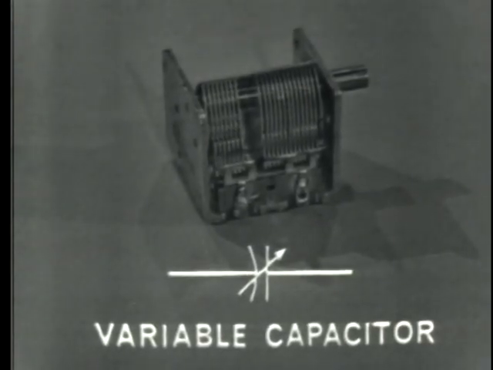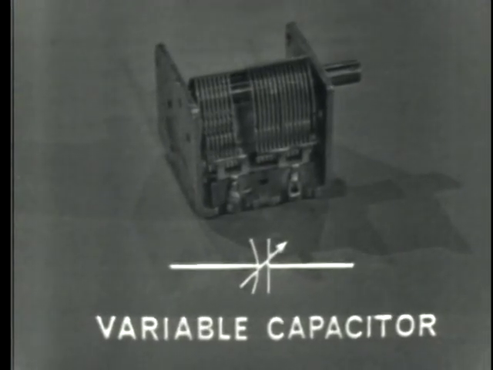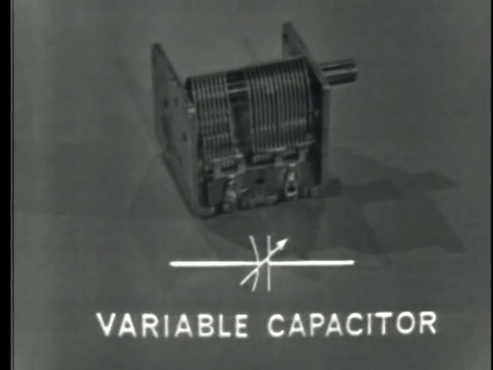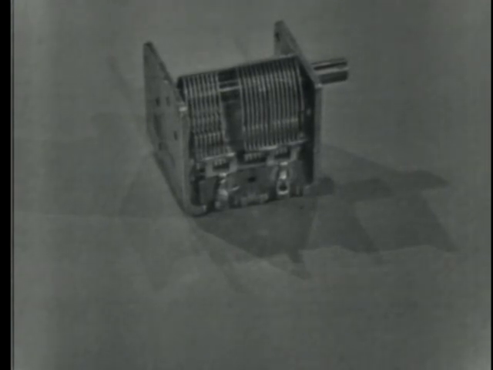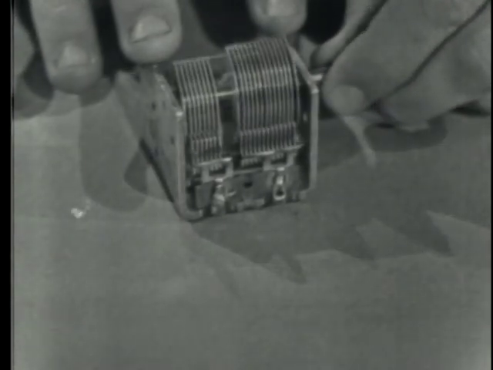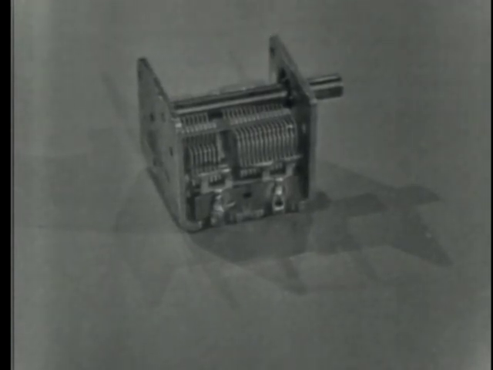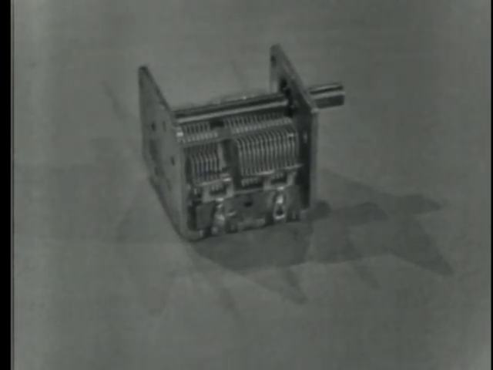The symbol for a variable capacitor is the normal capacitor symbol with an arrow drawn through it, as is shown here. This indicates that the value of the capacitor can be changed. This type of capacitor with air as the dielectric and with these movable metal plates is used where you want to tune a circuit. Now, if you've ever looked into a radio, I'm sure you've seen this type of capacitor. Remember, the air dielectric capacitor is constructed of movable metal plates and is used for circuit tuning.